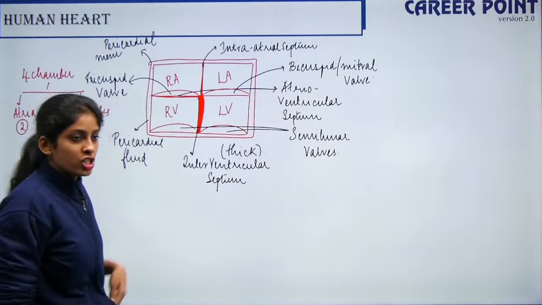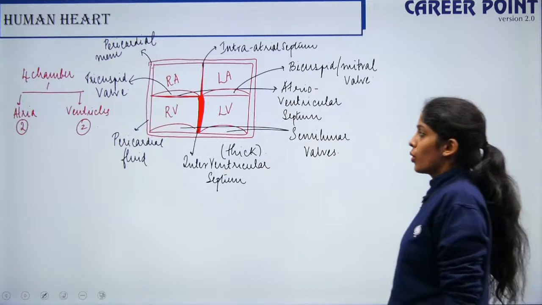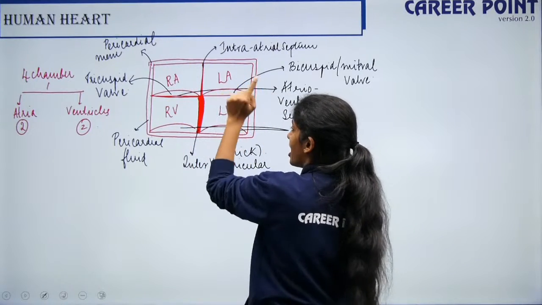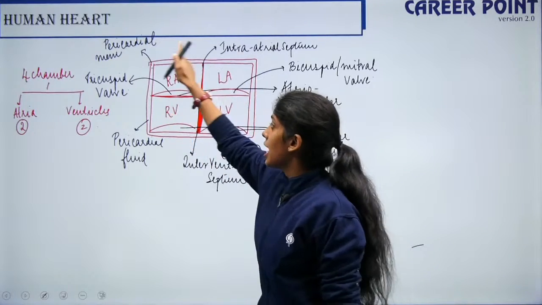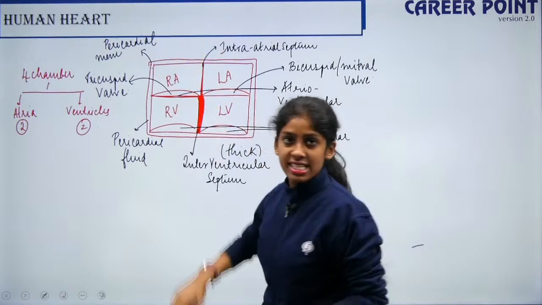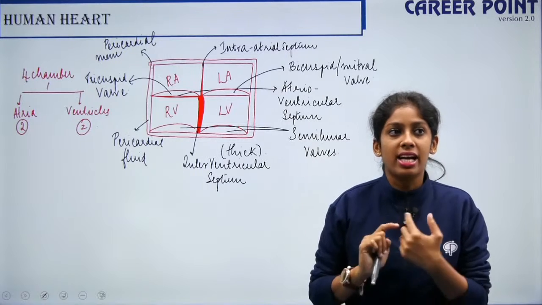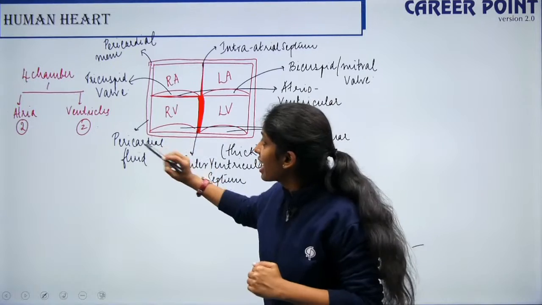Fine. So the parts of the heart are marked. Is it clear now? Yes. So we have 4 chambers: right atria, right ventricle, left atria and left ventricle. These 4 chambers are surrounded by a double membrane. The membrane is called the pericardial membrane. So we have an outer pericardial membrane and an inner pericardial membrane. The space between the 2 membranes is known as the pericardial fluid.